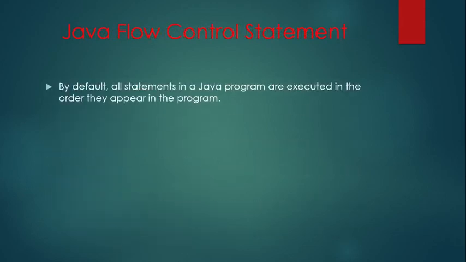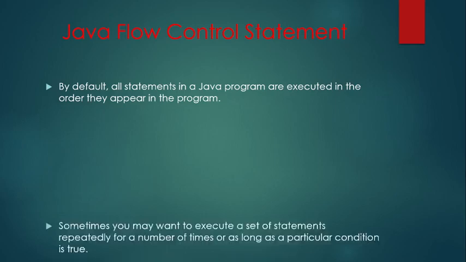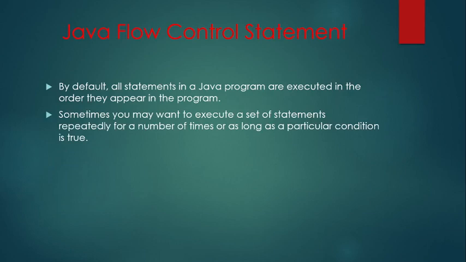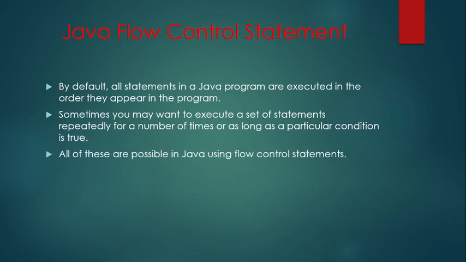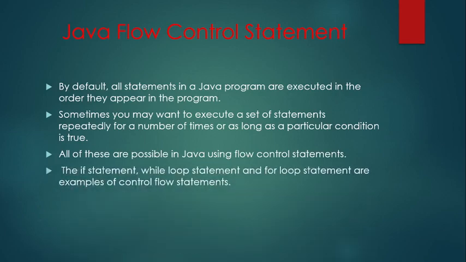Let's discuss Java flow statements. By default, all statements in a Java program are executed in the order they appear in the program. Sometimes you may want to execute a set of statements repeatedly a number of times, or as long as a particular condition is true. All of these are possible in Java using flow control statements. The if statement, while loop and for loop are examples of control flow statements.